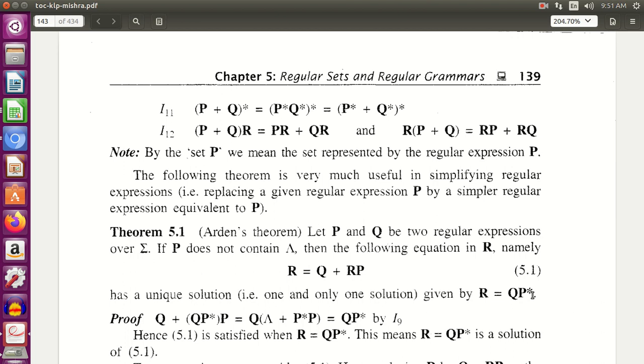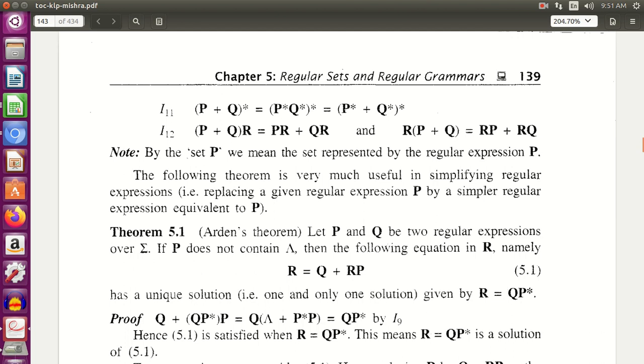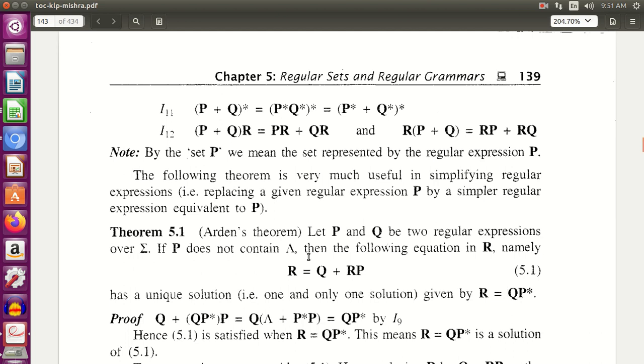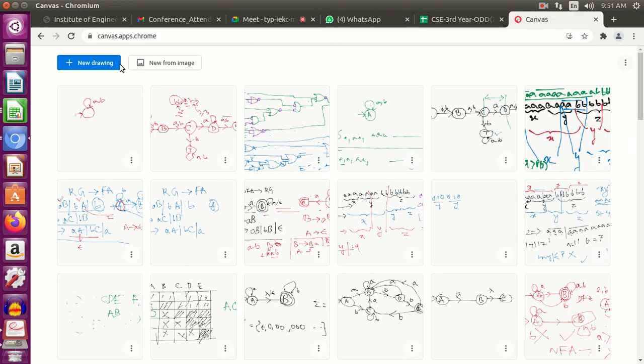So I'll just open the canvas and try to prove both the parts. There are two parts. If you look at the statement carefully, one is that the solution for this equation is R is equal to QP star. The next part is that this is the unique solution. So both things should be proven. Let me just go to the canvas.